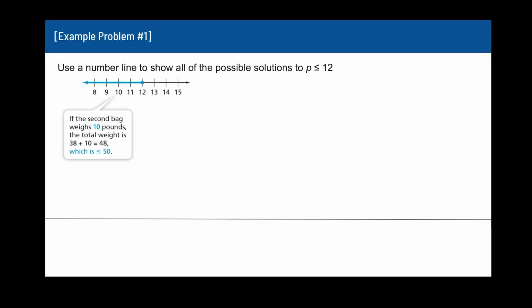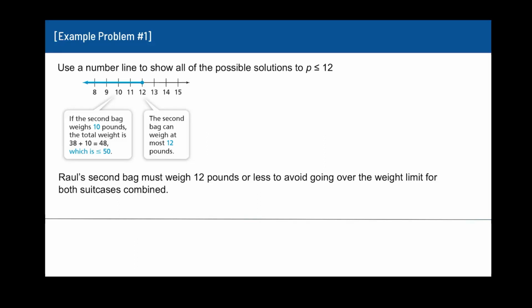So if the second bag weighs 10 pounds, the total weight would be 38 plus 10, which is 48, which is less than or equal to 50. That can help you check that you've shaded the right direction: plug in one of the numbers you shaded and see if it works. The second bag could weigh at most 12 pounds. And so our answer is that Raul's second bag must weigh 12 pounds or less to avoid going over the limit for both suitcases combined.